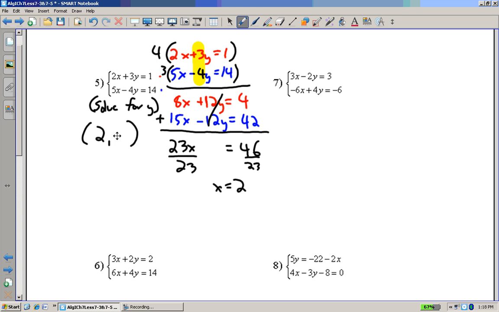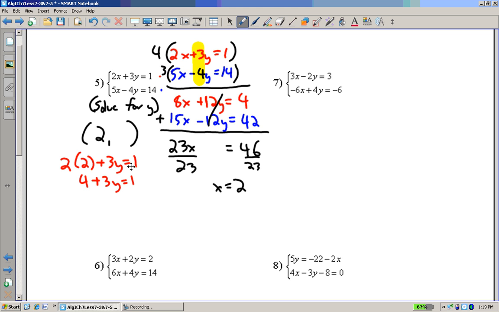But I need to find the full solution set. So I'm going to go ahead and plug back in. Looks like red is easy enough to work with, so I'll plug in 2 for x in the red equation. 2 times 2 is 4. And now we're just going to solve.